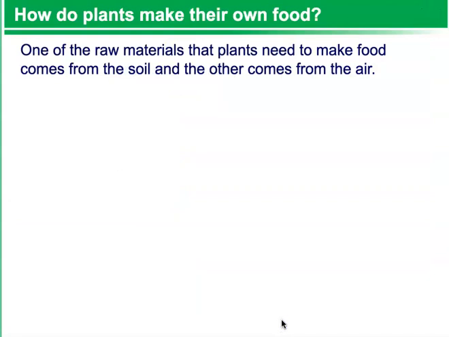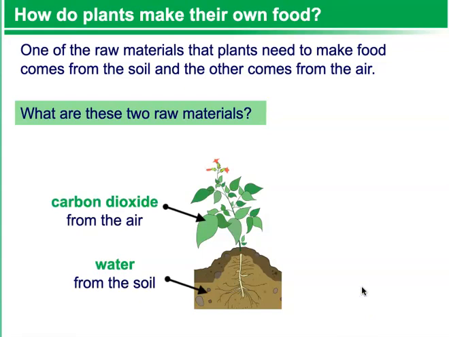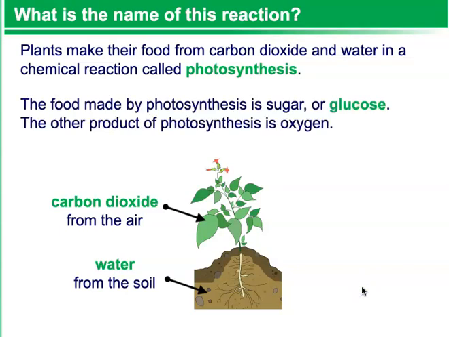How do plants go about making their own food? One of the raw materials that plants need to make food comes from the soil, and the other comes from the air. So what are these two raw materials? The first one is carbon dioxide from the air, and the other is water from the soil. Plants make their food from carbon dioxide and water in a chemical reaction called photosynthesis. The food made by photosynthesis is sugar, or glucose. The other product of photosynthesis is oxygen.